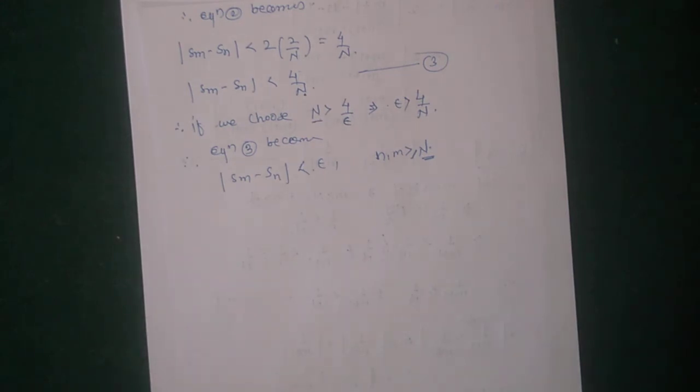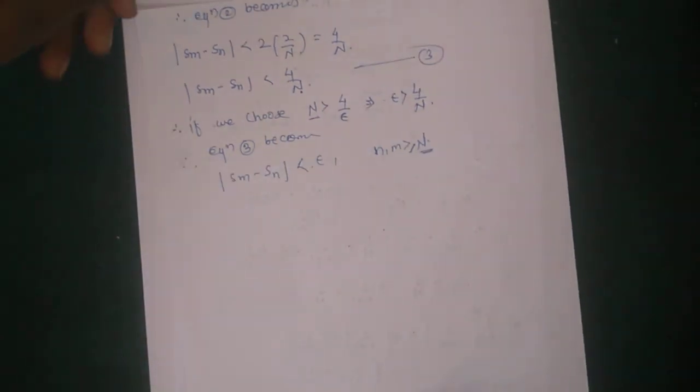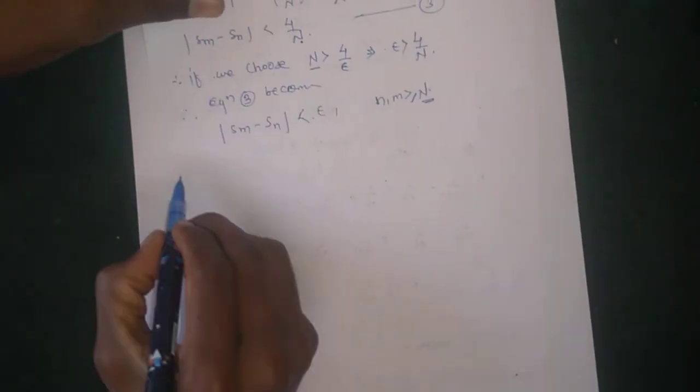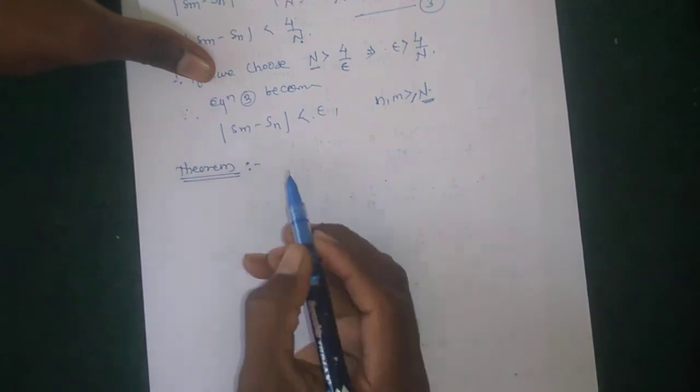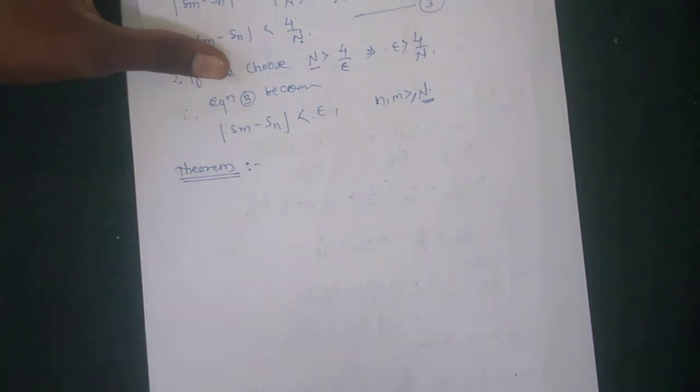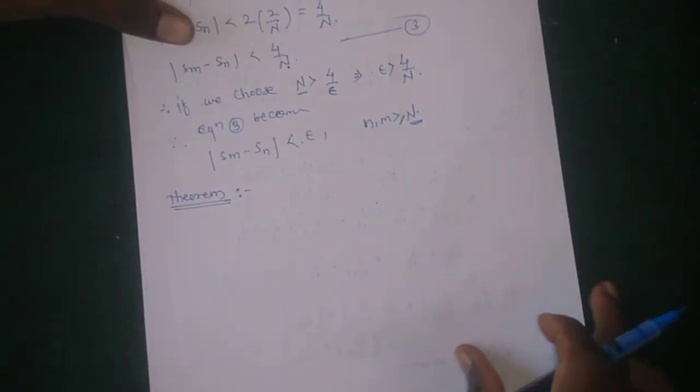Then the next example is a theorem: every convergent sequence is a Cauchy sequence.